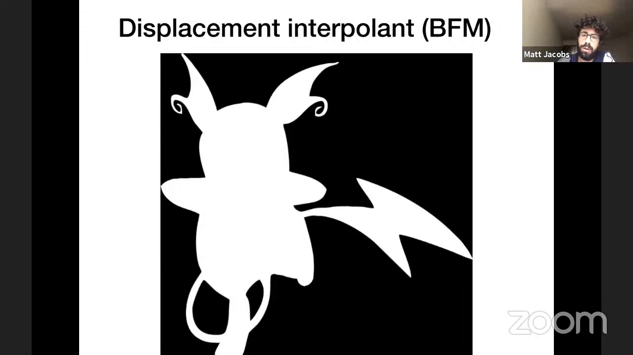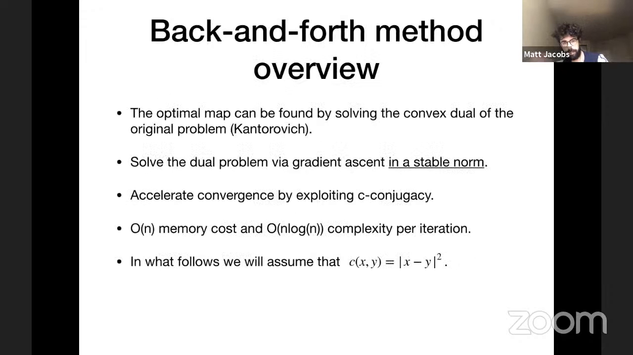So let me try to explain what we did and how you can sort of avoid having to store this huge amount of memory and have faster computation times. The way that we approach the problem is to look at the convex dual. Right, so this is the Kantorovich dual formula.